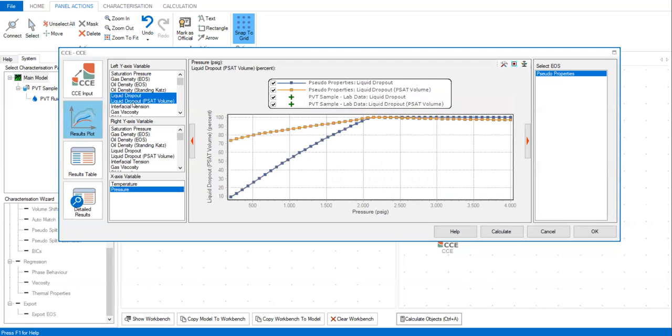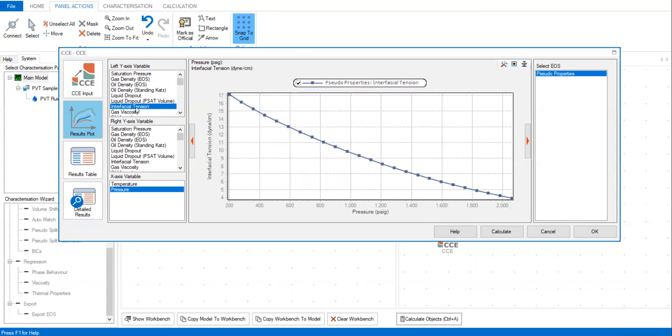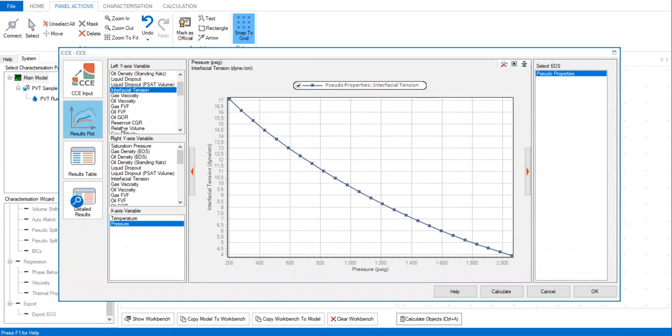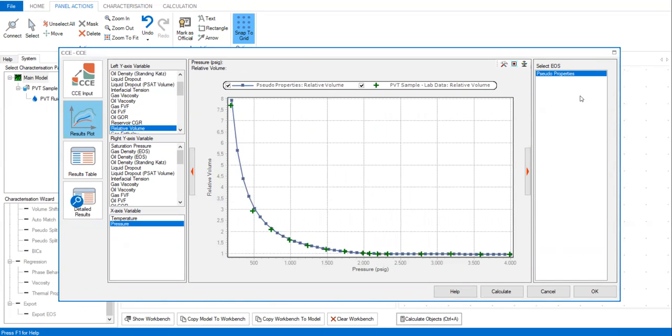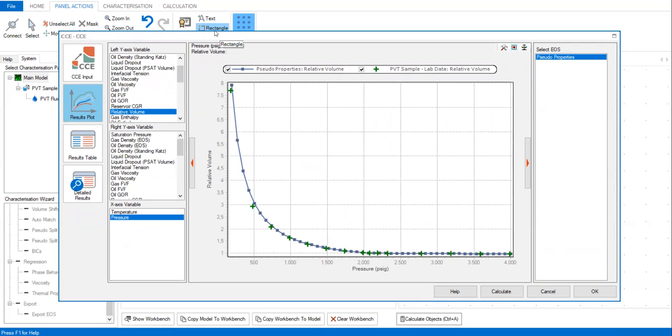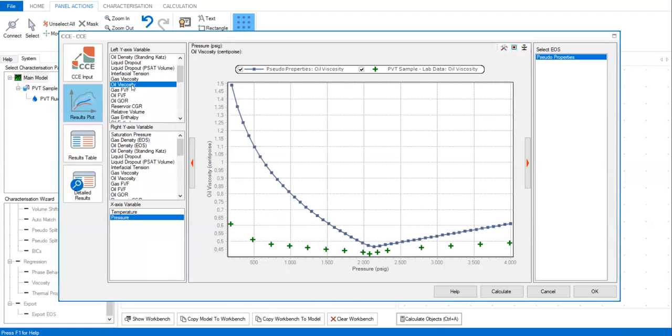Okay, liquid dropout, no. Liquid dropout, no. Interfacial tension, of course not. And then we also have relative volume. Very well. Okay, but relative volume is not that important for us to match. The most important things are the density as well as, of course, the viscosity. So let's see the viscosity. Here we go, oil viscosity.